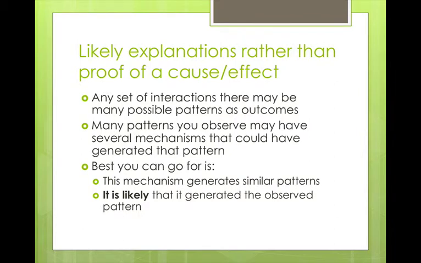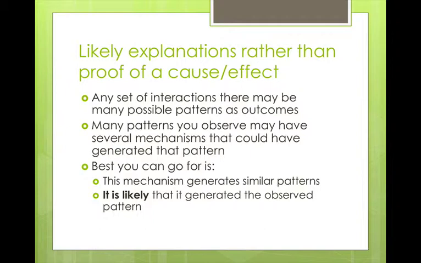So a key concept in this class is that we're looking for likely explanations rather than a proof of a cause-effect relationship. This is because any set of interactions that are out there, any set of complex interactions, can lead to many different patterns. It's not a strict set of causes leads to one particular pattern. And because of that, there's overlapping results from patterns. So you could see a pattern that might be the result of several underlying mechanisms.